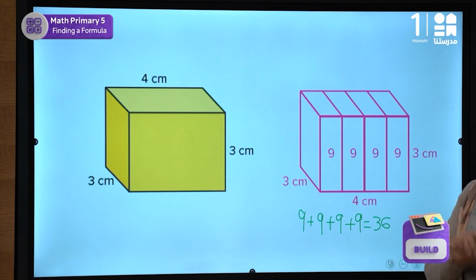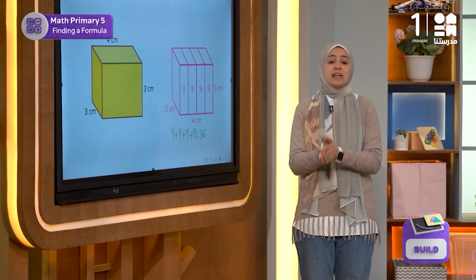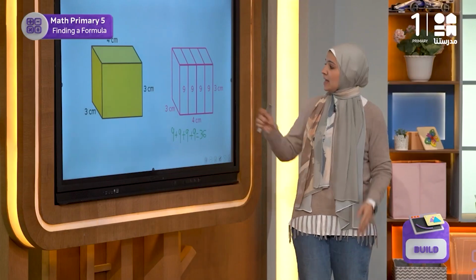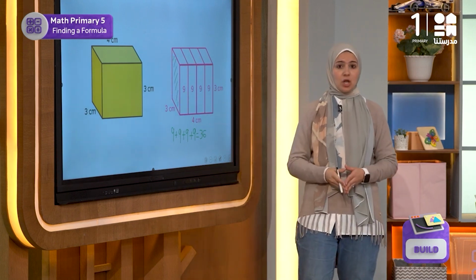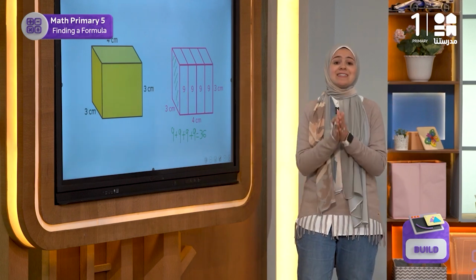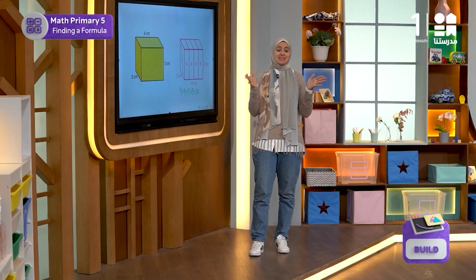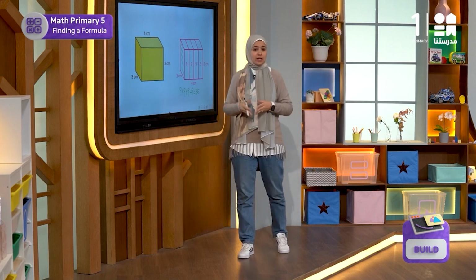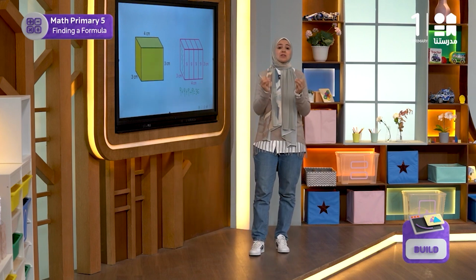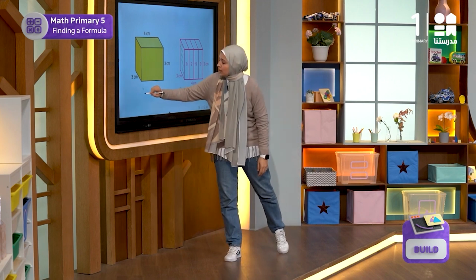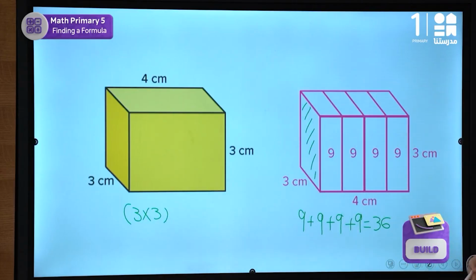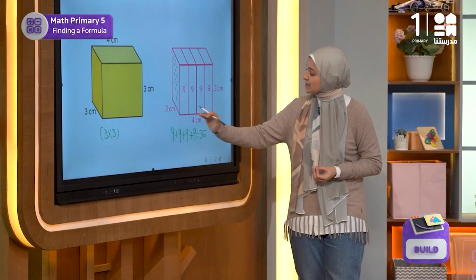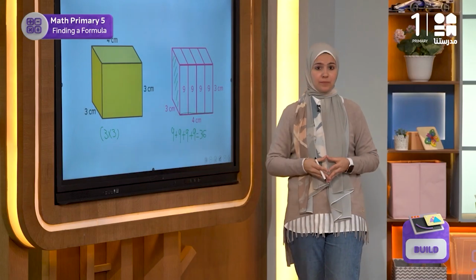Right? Now we can think of the slices as what? 3 times 3. And this means it's the area of one face, like that. Right? So this is equal to what? This is the face, which is equal to what? The length times itself. Right? Which is what? 3 times 3. And this is going to be equal to 9. Right? 9 cubes in each slice. And the number of slices that we have is going to be what? Is 4, which represents the length.